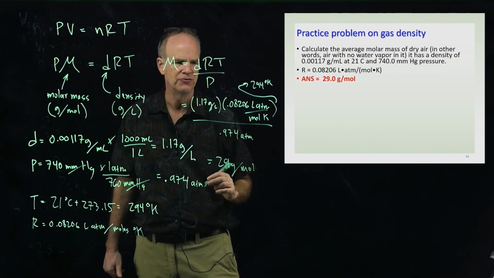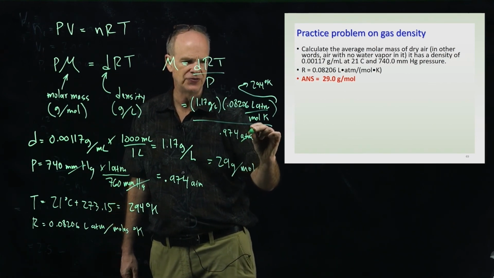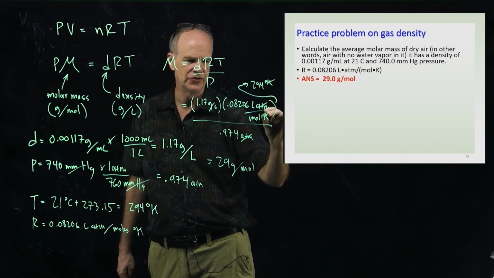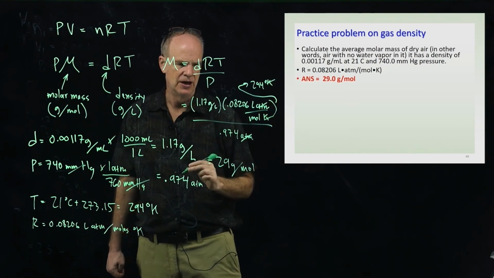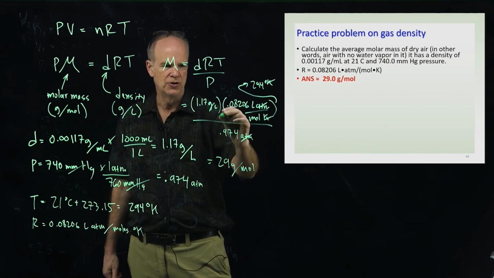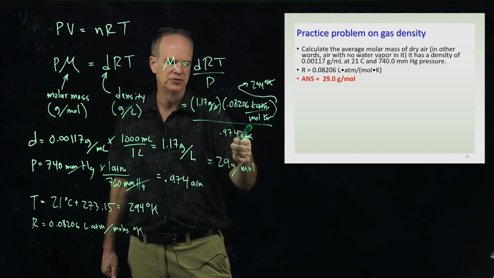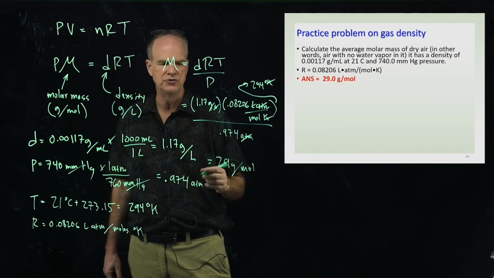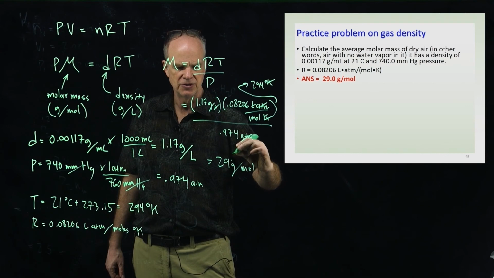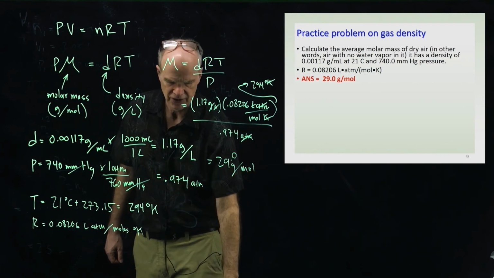So let me just confirm that the units are going to be in grams per mole. So we can see that atmospheres cancels, Kelvins cancels. It looks like we have grams per liter and liters per mole. So it looks like liters cancels. And so we will have an answer, it looks like, in grams per mole. So I think when you do the math, and it turns out to be 3 significant figures, it should be 29.0 grams per mole. Okay, so let's move on to a new problem.